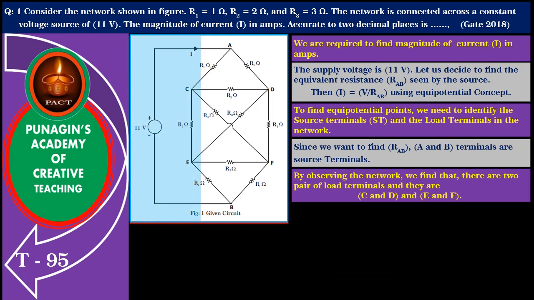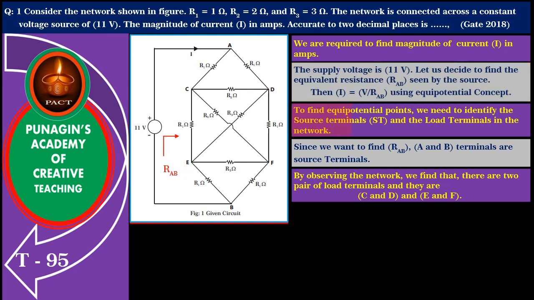Friends, observe the network shown in figure. We are required to find the magnitude of the current I in amperes. The supply voltage is 11 volts. Let us decide to find the equivalent resistance RAB using equipotential concept.